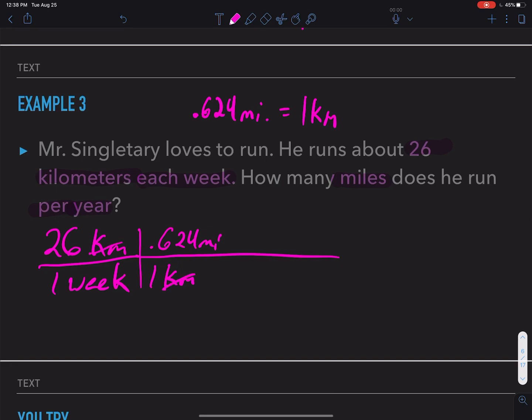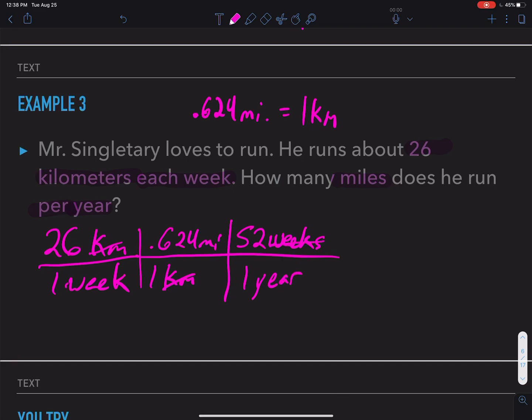So now if I stop working right there, I have miles on the top and weeks on the bottom. So that answer would give you the number of miles per week. But we're not looking for miles per week. We're looking for miles per year. So we need to change weeks to years. So how many weeks are in a year? About 52. 52 weeks in 1 year.